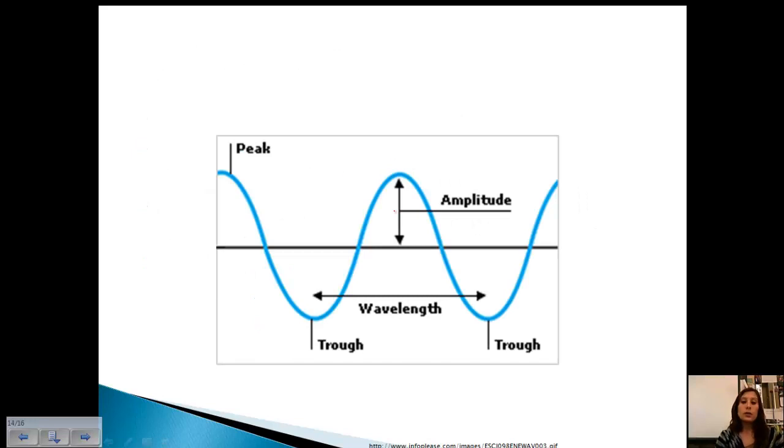Okay, so let's review a couple of the things, and we've done a lot of pictures already, but wavelength is from the point on one wave to the point on an additional wave. Amplitude is the distance vertically from equilibrium. We've got peak, or we would call this the crest. And so the more waves that pass by in a certain amount of time, the higher the frequency.